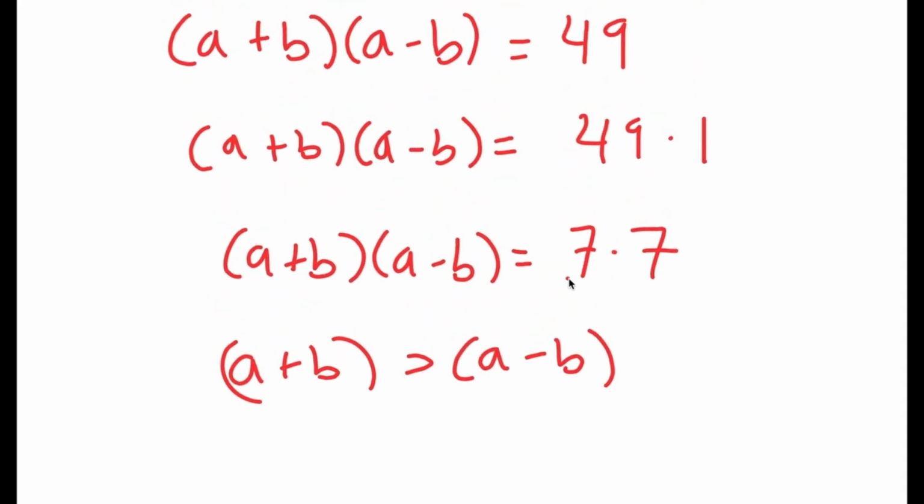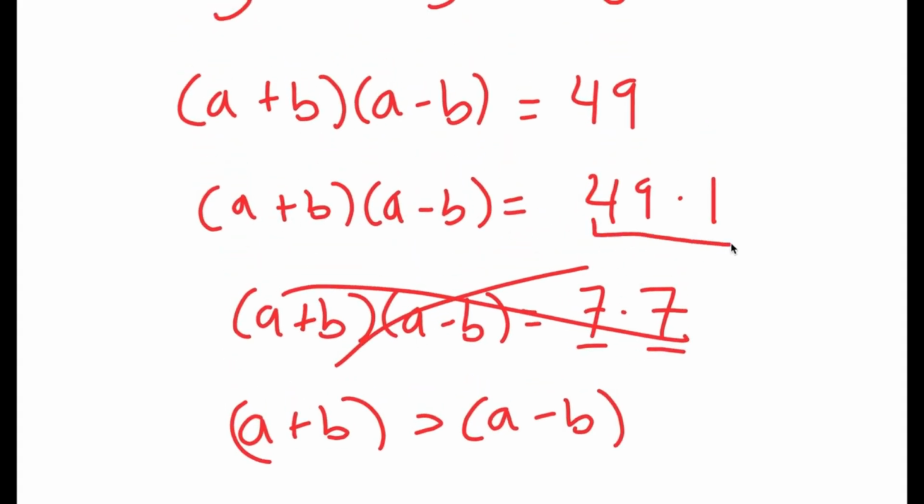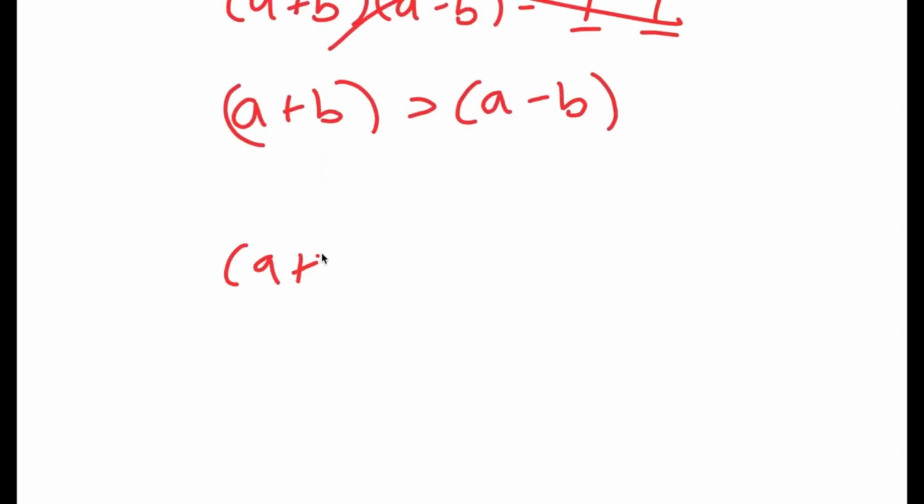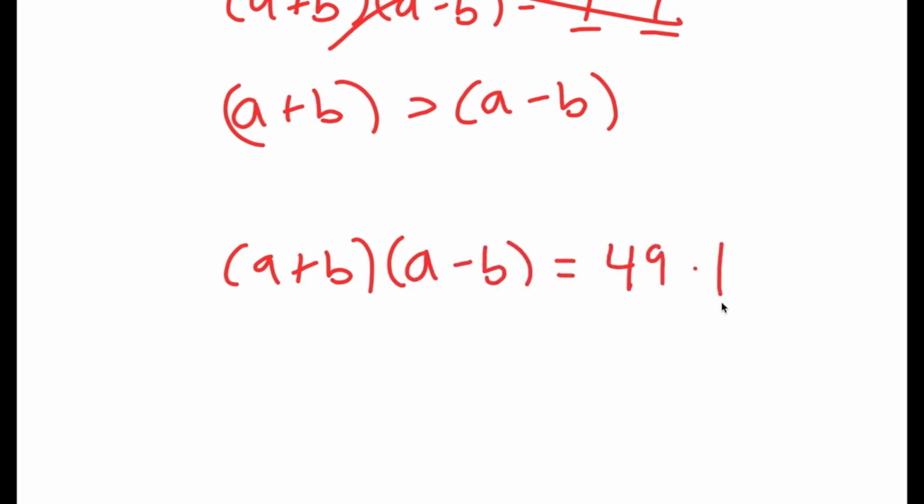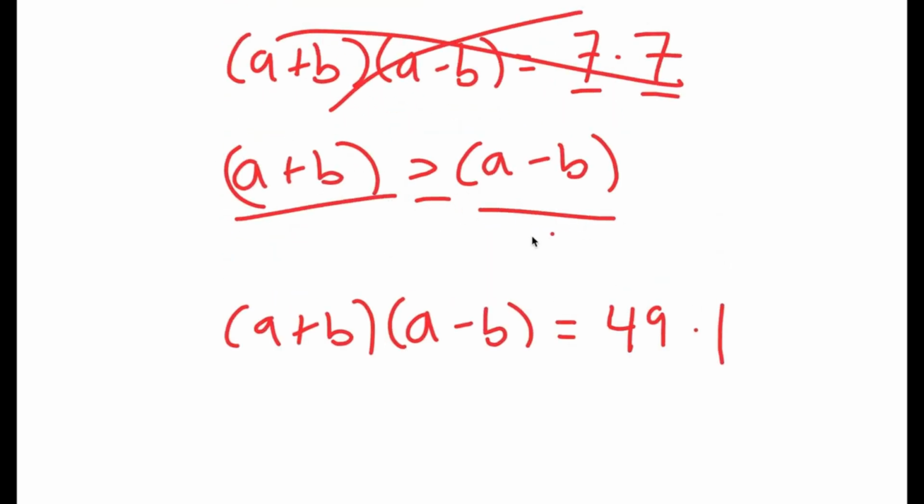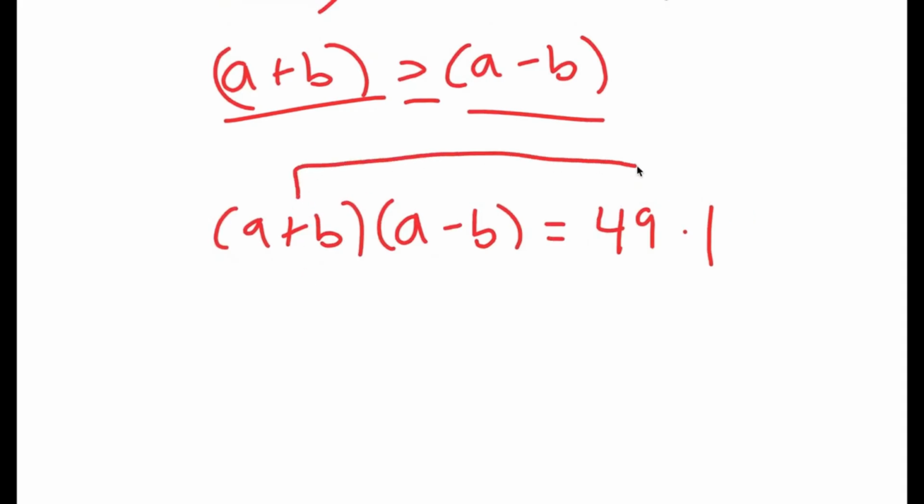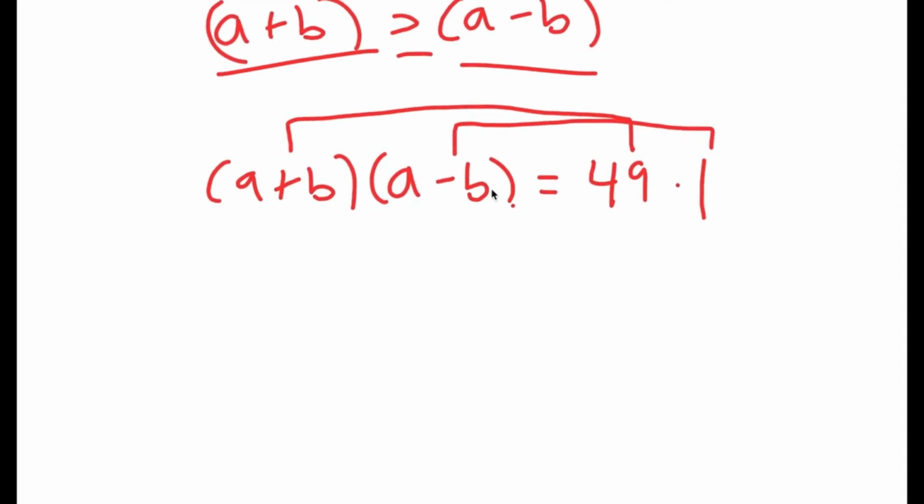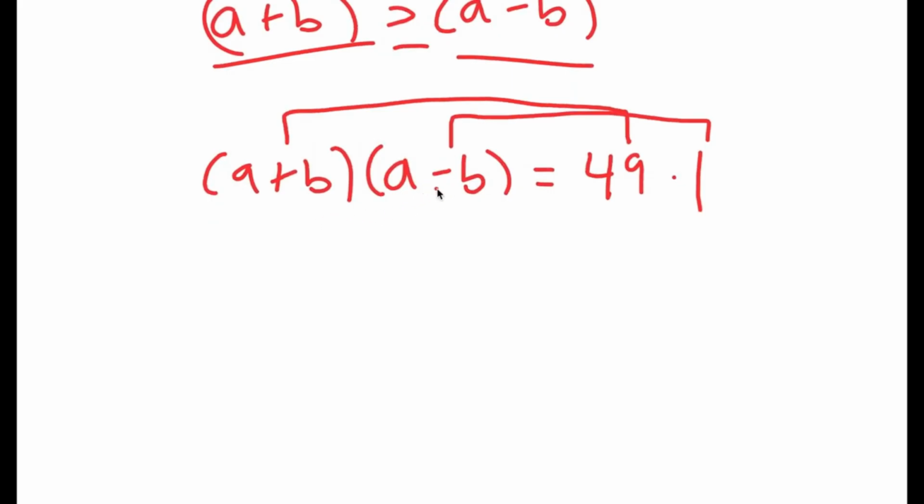this means that we can't rewrite a plus b times a minus b as 7 times 7, as 7 and 7 are equal. So this possibility is out of the way, and 49 times 1 is the only possibility here, meaning we're going back to a plus b times a minus b is equal to 49 times 1. So because a plus b is greater than a minus b, we can say that a plus b is equal to 49 and a minus b is equal to 1, because 1 is less than 49 and a minus b is less than a plus b.